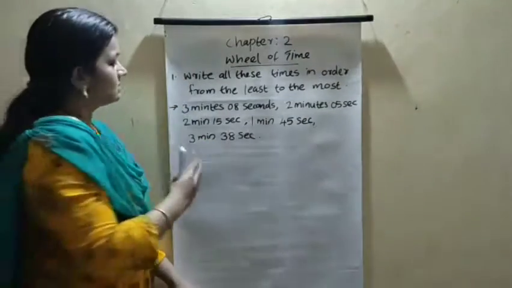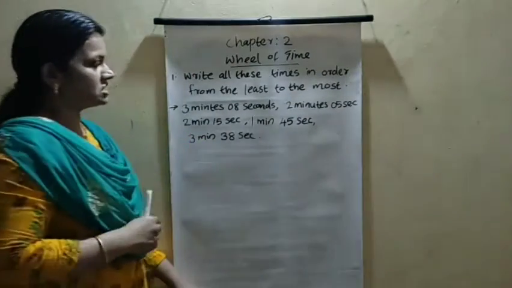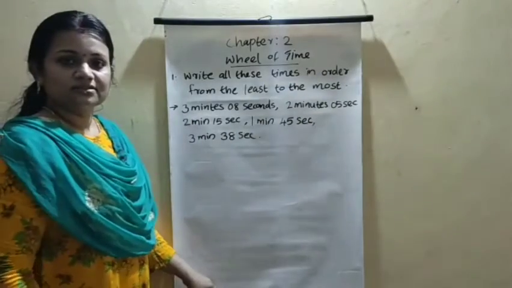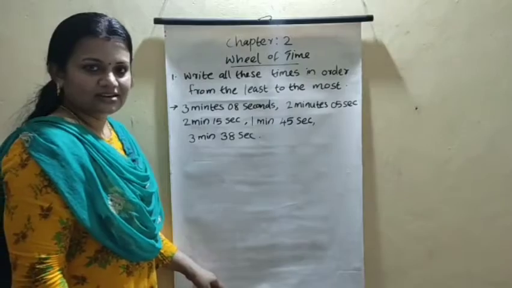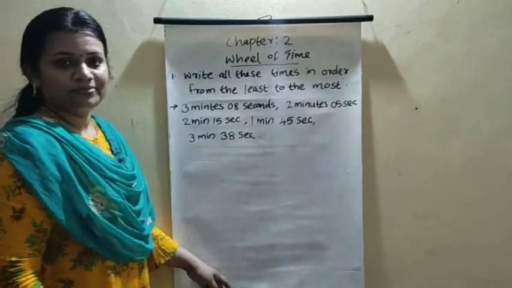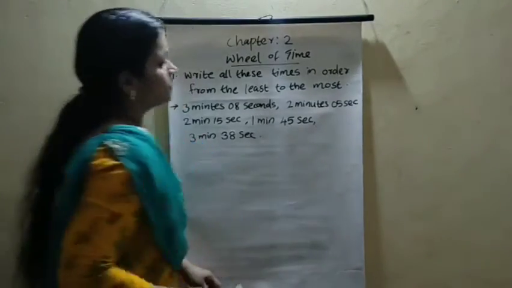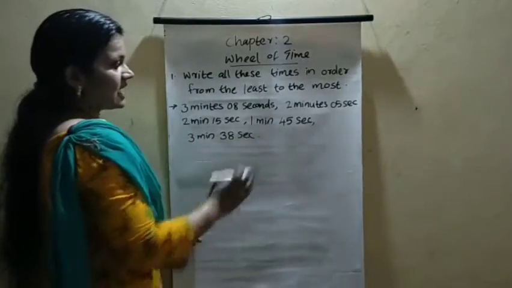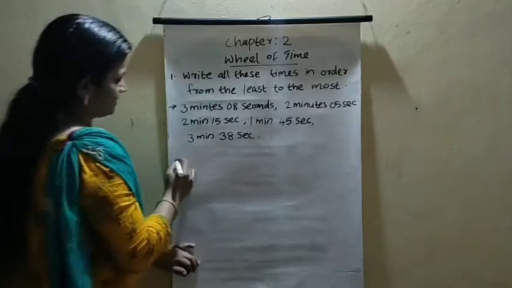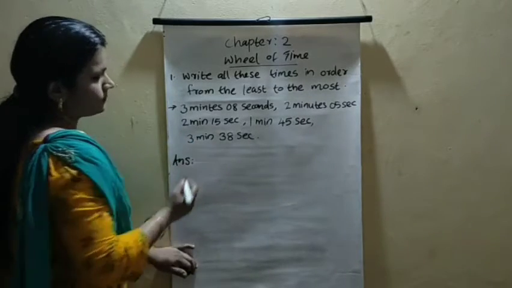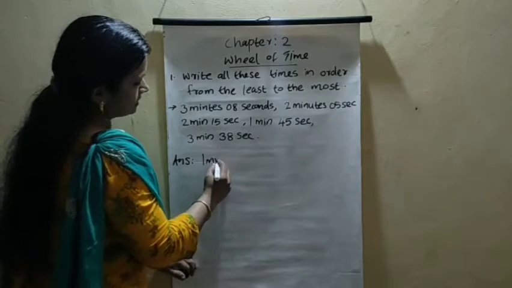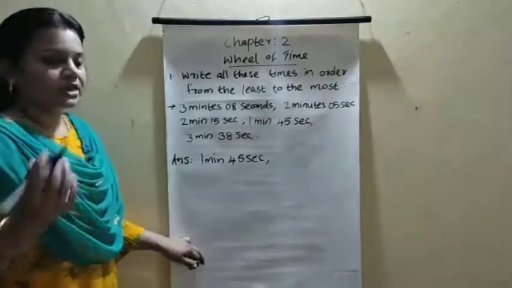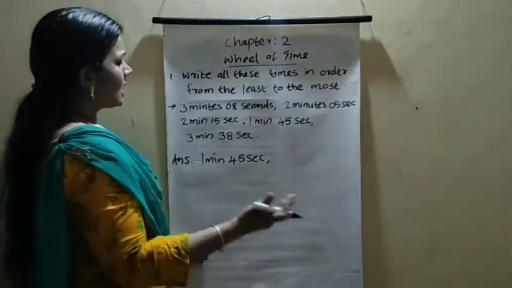Which has the least time? 3 minutes, or 2 minutes, or 1 minute? Can you guess? Which one is the least time? Yes, 1 minute 45 seconds. Then we arrange these times from least to most. First, 1 minute 45 seconds. Okay, then we arrange the other numbers.